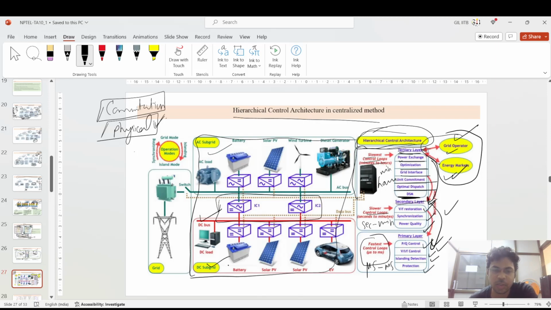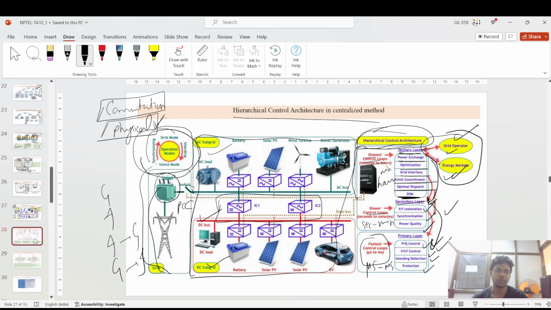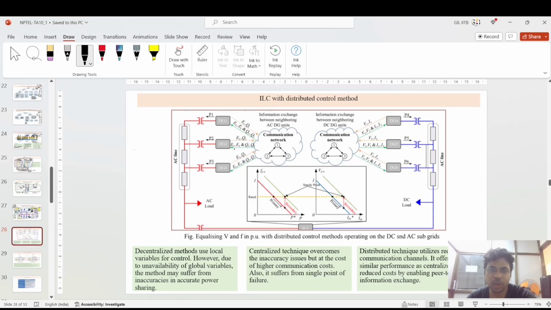In between you have interconnecting converters, then the DC bus bar, which is connected to this DC microgrid. And on the left side, if you see, the grid is connected to this transformer, then to this point of common coupling. So synchronization, grid mode, islanding, these are the operation modes. The operating modes are such that grid connected, islanded, and moving from islanded to grid connected, or moving from grid connected to the islanded situation. These are actually the operating modes.